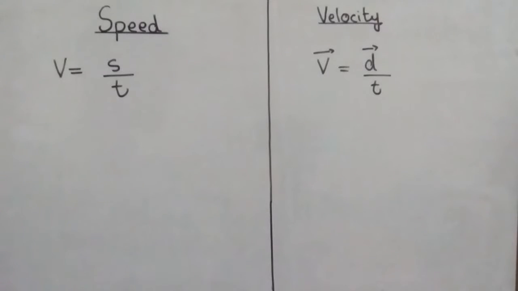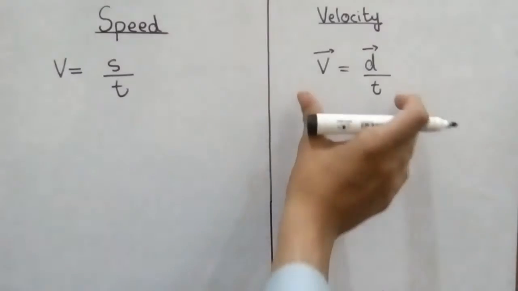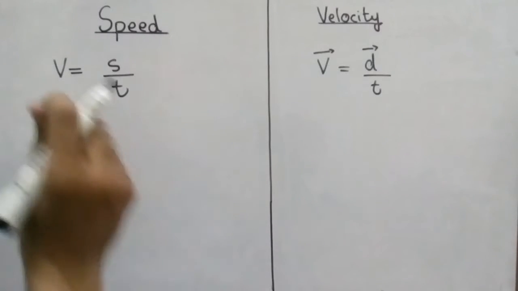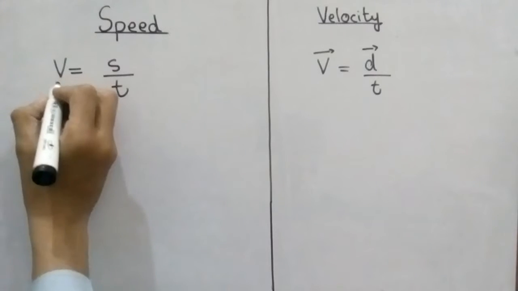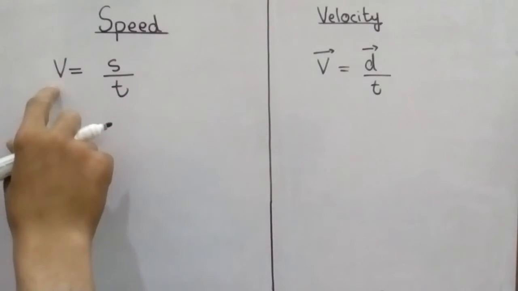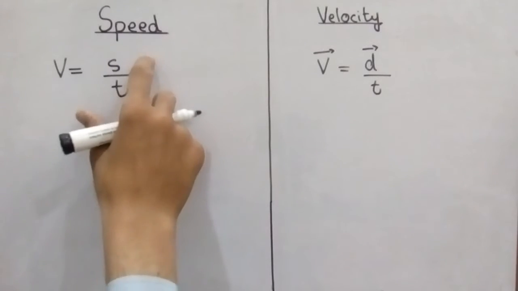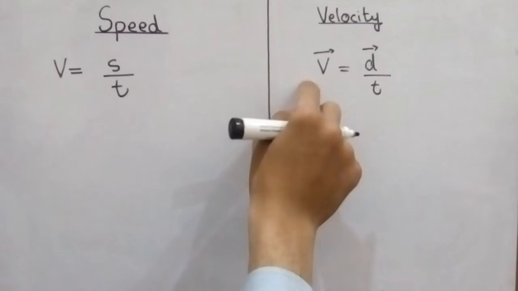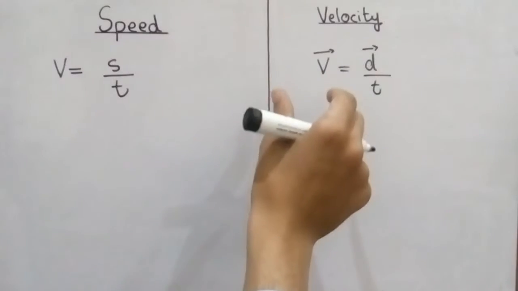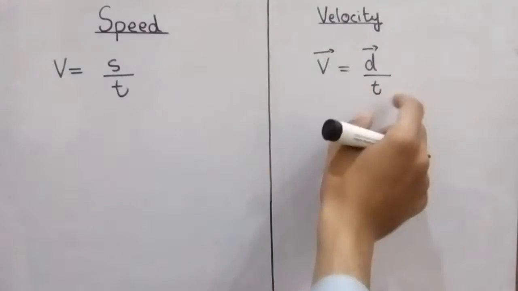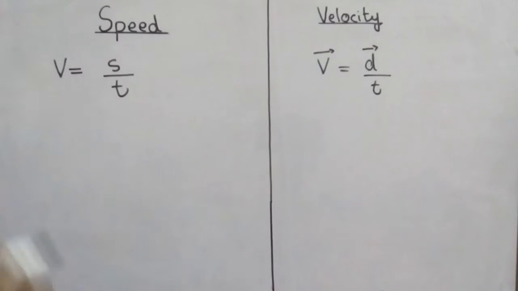Speed is the distance covered by a body in a unit time, and velocity is the displacement covered by a body in a unit time. Mathematically we can write this: V is equal to S divided by T. Here V denotes speed, S denotes distance, and T denotes time. And for velocity, a bar above V denotes velocity, D with an arrow denotes displacement, and T denotes time.